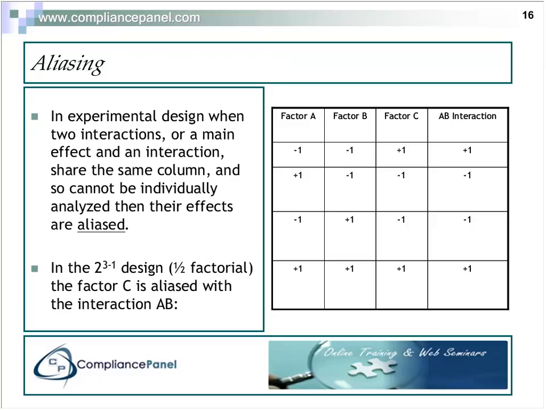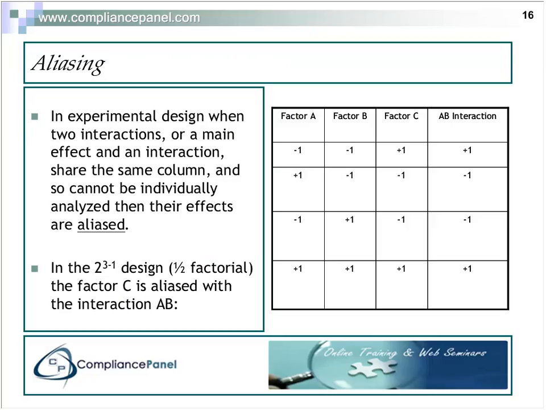Okay. One of the things I keep saying is I use the word confounding. You might also hear a term called aliasing. So aliasing, confounding, one and the same. Here is an example of how aliasing occurs in a particular design. In experimental design, when 2 interactions, or a main effect and an interaction, share the same column and cannot be individually analyzed, their effects are called aliased.